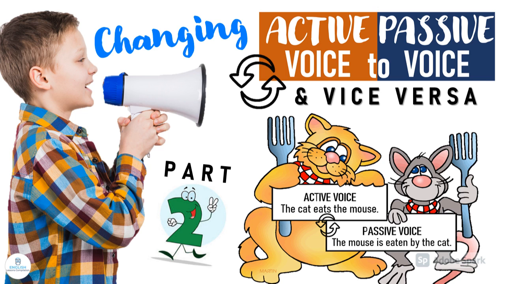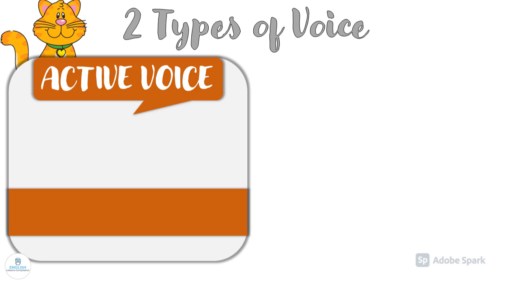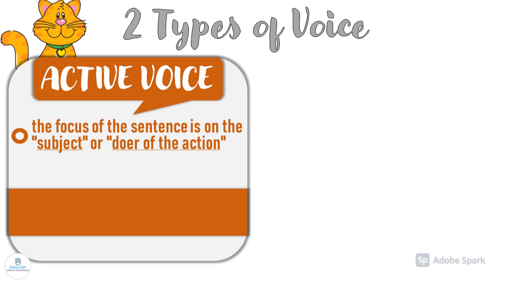Today, we are going to talk about how to change active voice to passive voice and vice versa. Active voice. The voice of the verb is active if the focus of the sentence is on the subject or doer of the action. The structure of the sentence is subject, followed by the action word, and the last is the object if the voice of the verb is active.